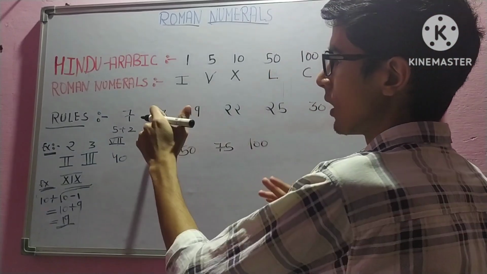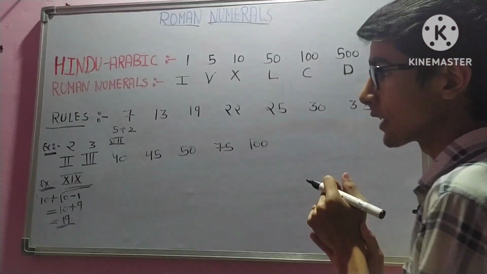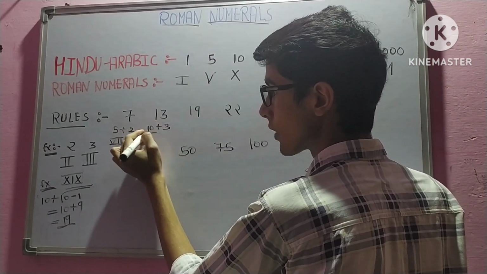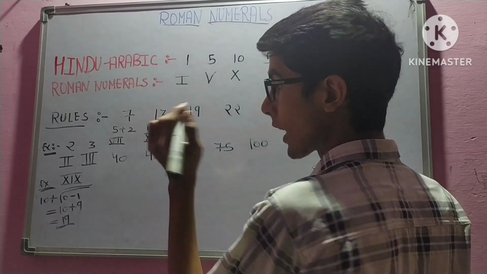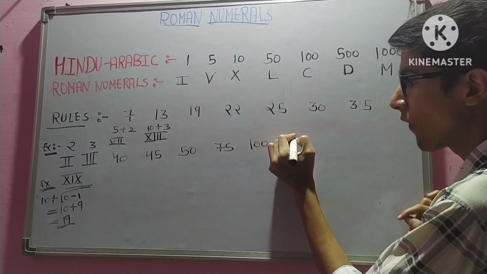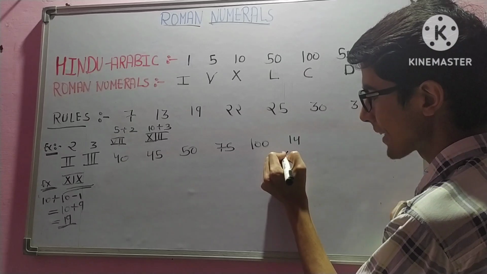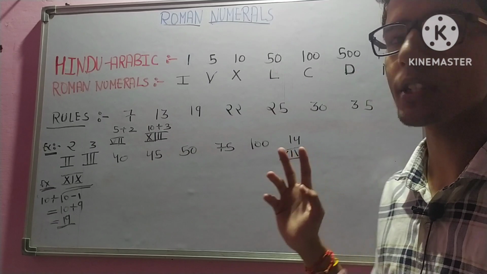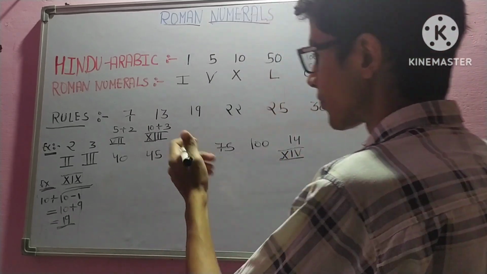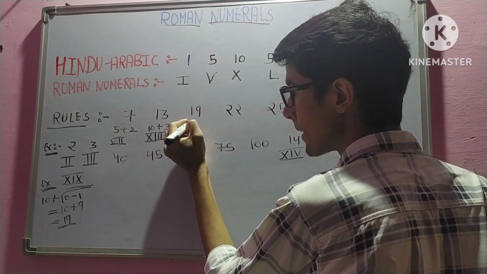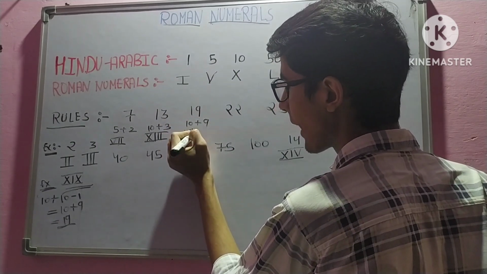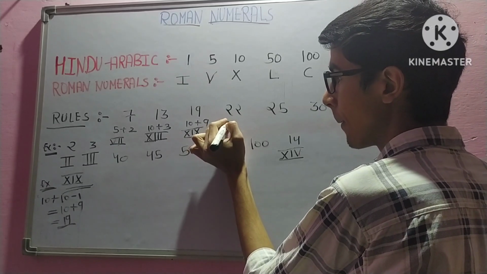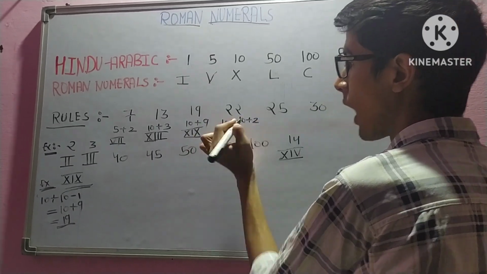Okay students. Moving on to the next, 13. 13 means 10 plus 3. 10 means X. 3 means triple I. If the case given to you is 14, it is written like this, XIV, because as we learned in the rules, the smaller numeral is subtracted from the greater numeral. 19. 19 means 10 plus 9, XIX.